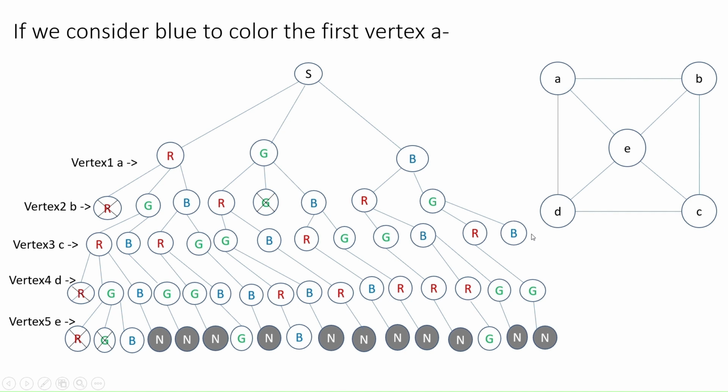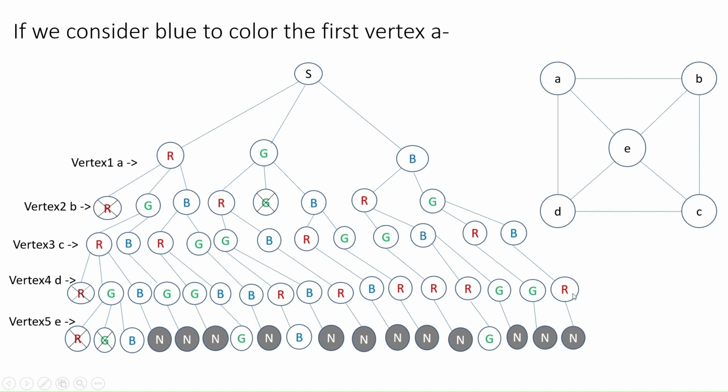Yeah, we have colored the third vertex with blue. Now, is it possible to color the fourth vertex with red? Yes, it is possible, absolutely. So we are coloring it with red. After coloring this vertex with red, there is no other color possible for the fifth vertex to be colored. So it is not possible.